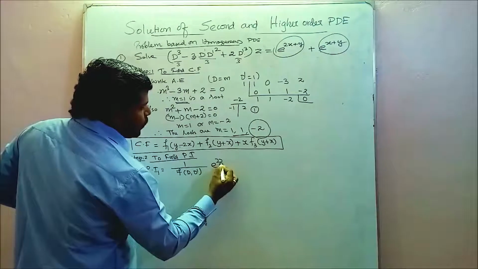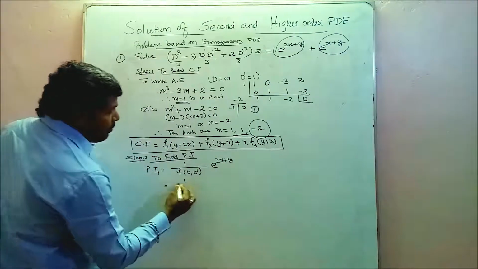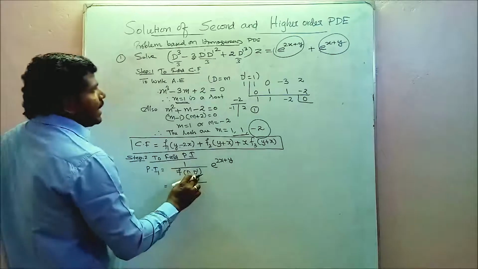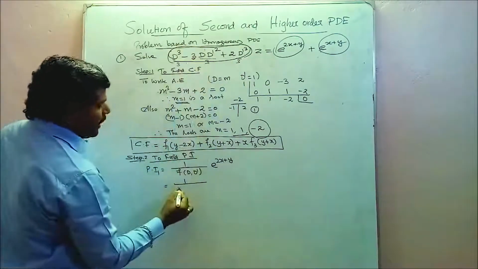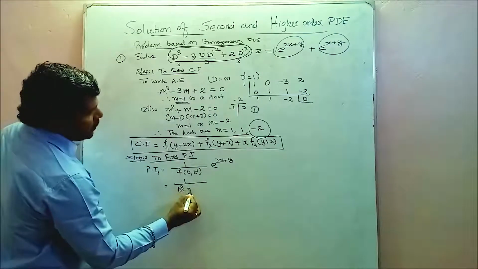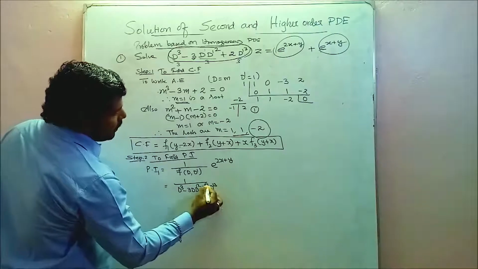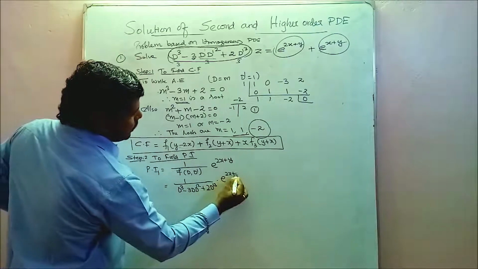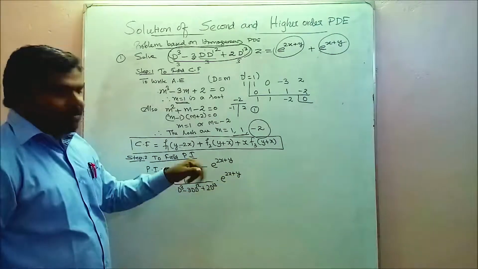So take that e power 2x plus y in this place. 1 by f of d comma d dash: this term is called f of d comma d dash, that is d cube minus 3d d dash square plus 2d dash cube, into e power 2x plus y. So this is the first type, the e power ax plus by model.